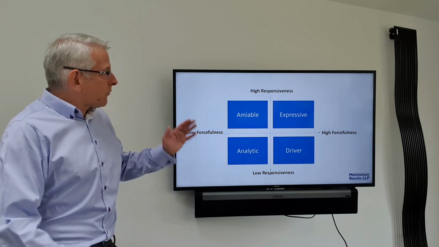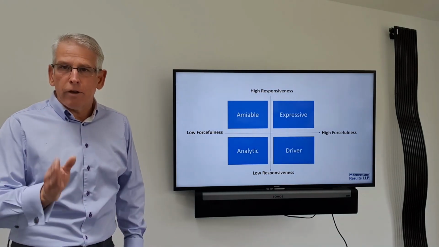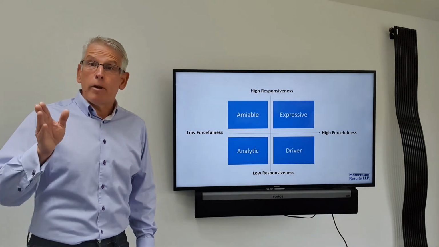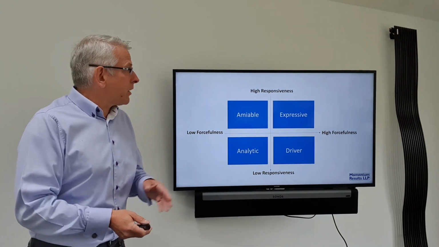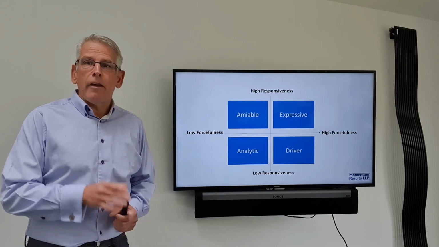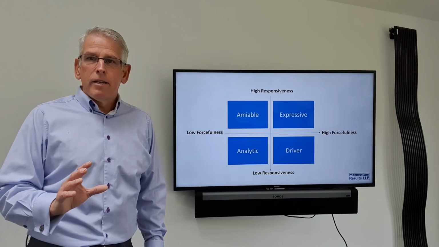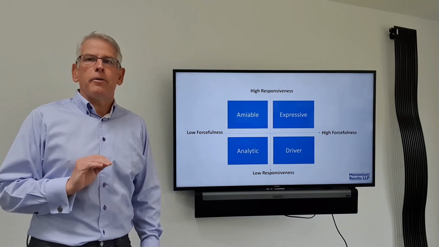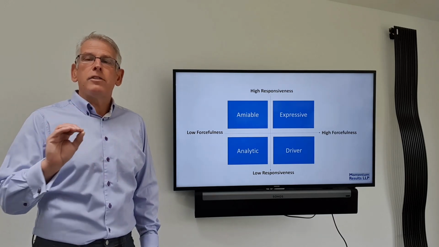So you've got expressives, lively and animated. You've got drivers, very focused, very direct, very to the point, very blunt, very unforgiving at times. Now, the interesting thing with all of these styles, every one of them can achieve results, but they just do it in different ways. So people often think there's an ideal. There's no ideal to this. It's about different ways of achieving things.